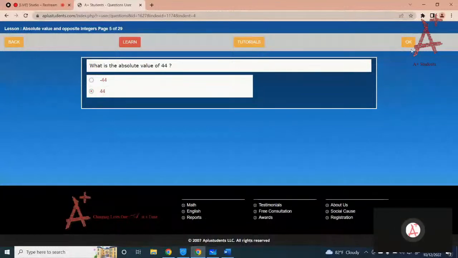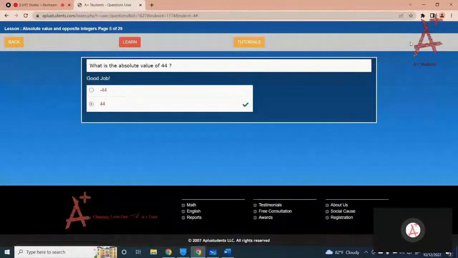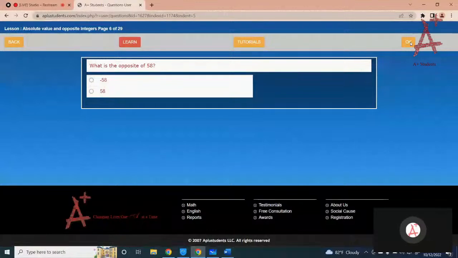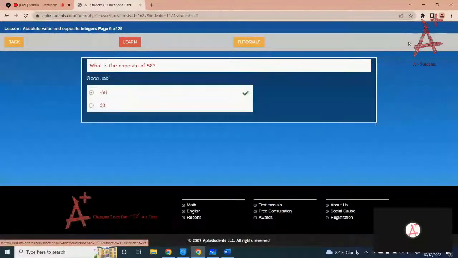Yes, 44. So keep this very important point in your mind. Absolute values are always the positive values. Got it? And opposite number means if the number is positive, the opposite of the number is negative. And if the number is negative, then the opposite of the number is positive. Got it? So what is the opposite of 58? Yes, it is negative 58.